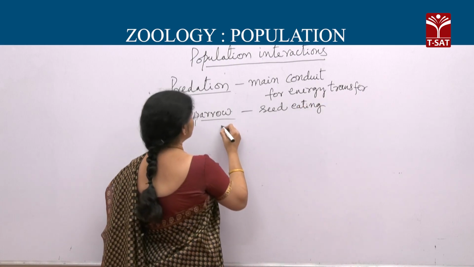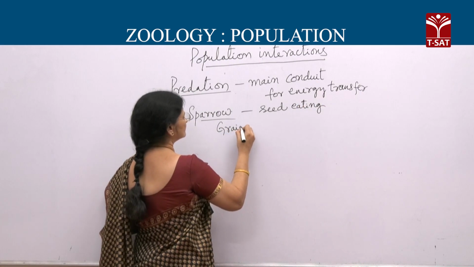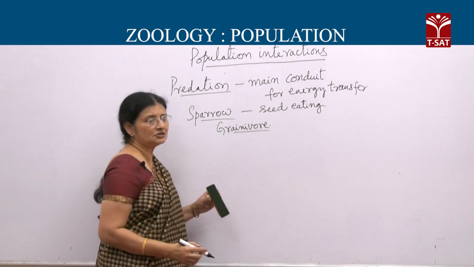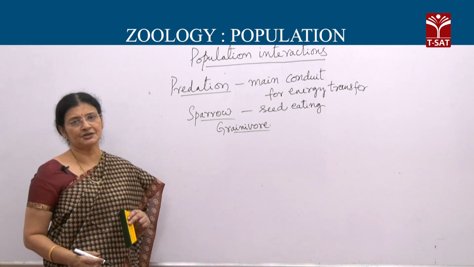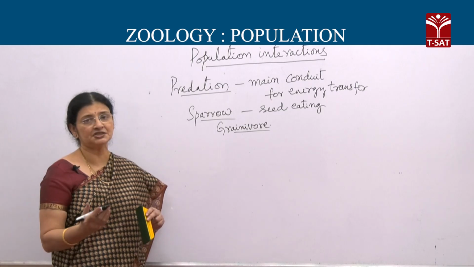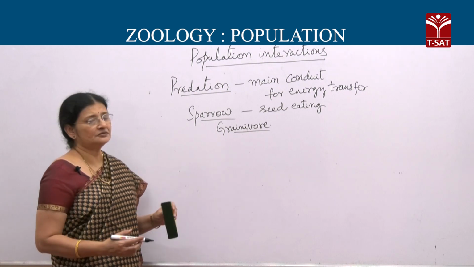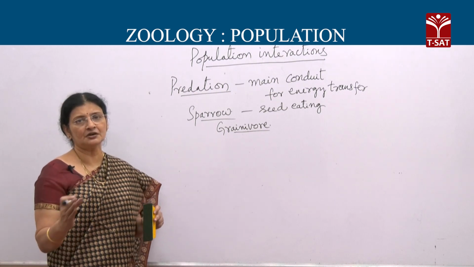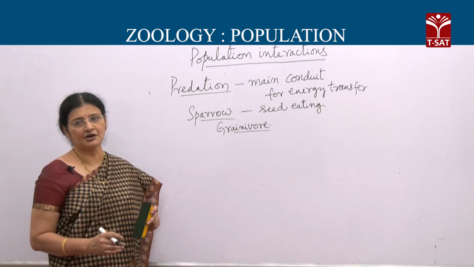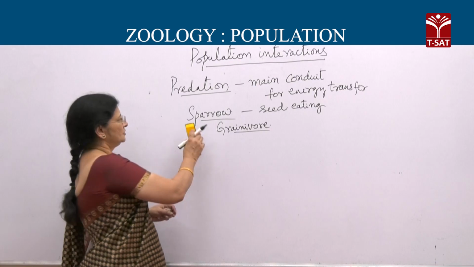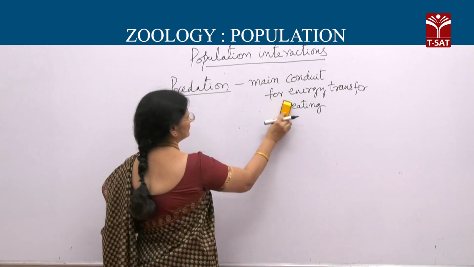So, it is called a granivore. This is also considered a predator because it is taking the seed, and the seed contains life. So, predation means anything which is feeding on other living organisms; that we consider a predator.